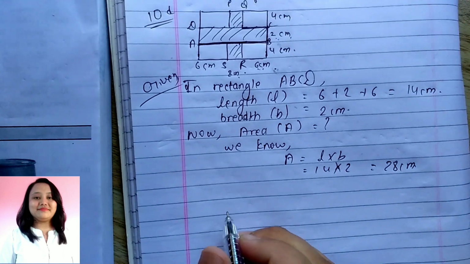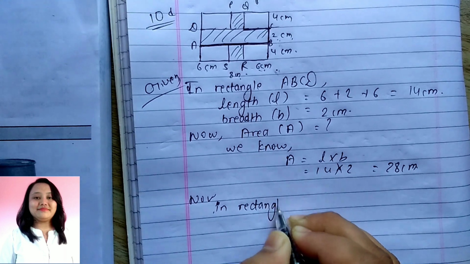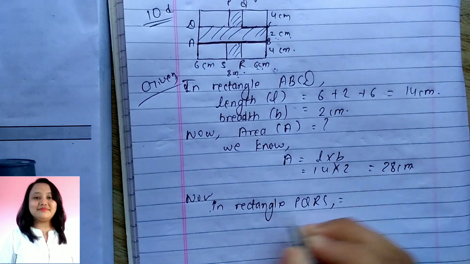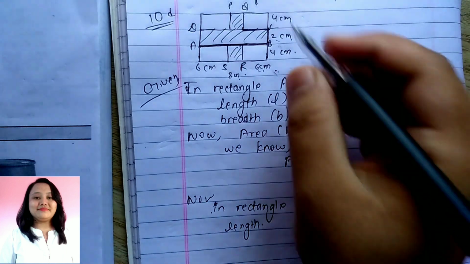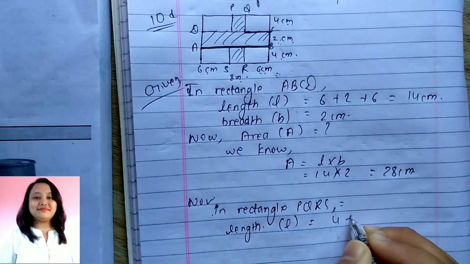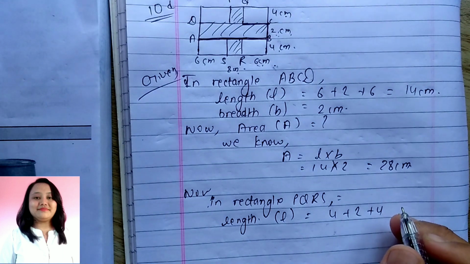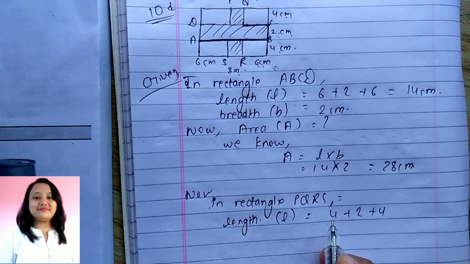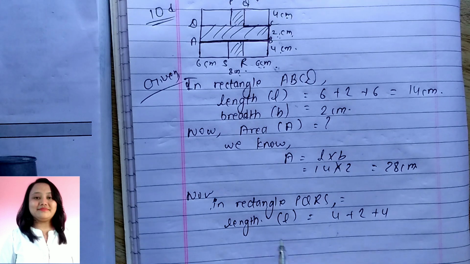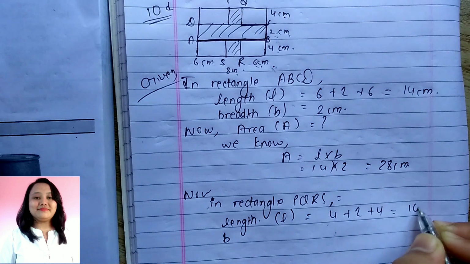And now in rectangle PQRS, what is given? Length is given. So what is the length from Q to R? You can see 4 plus 2 plus 4 is given. L equals 4 plus 2 plus 4. We should know that whenever the length and breadth are to be identified, the measurement which has the higher value will be the length, and the lower will be the breadth. So it will be 4 plus 4, 8, 9, 10. 10 cm will be there.